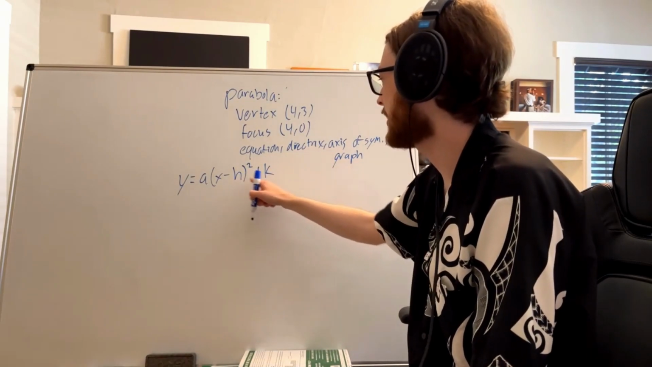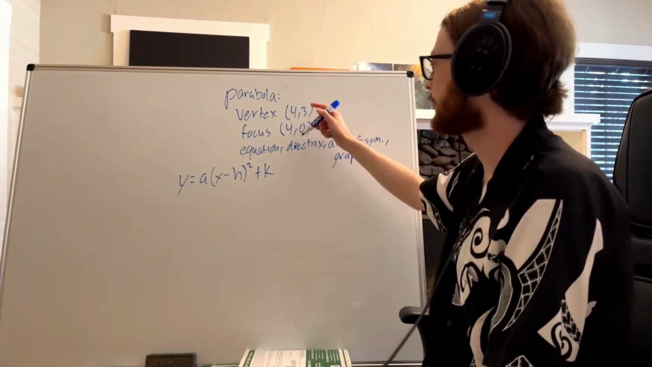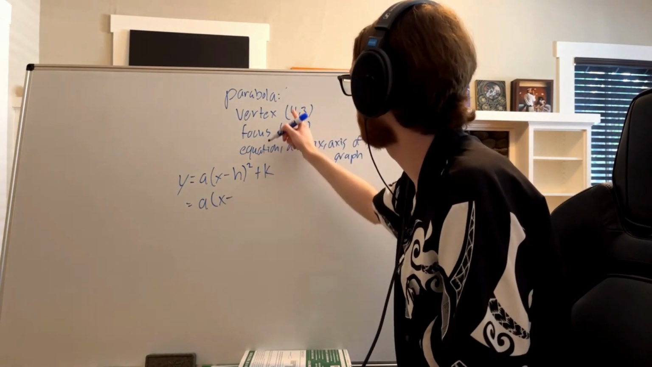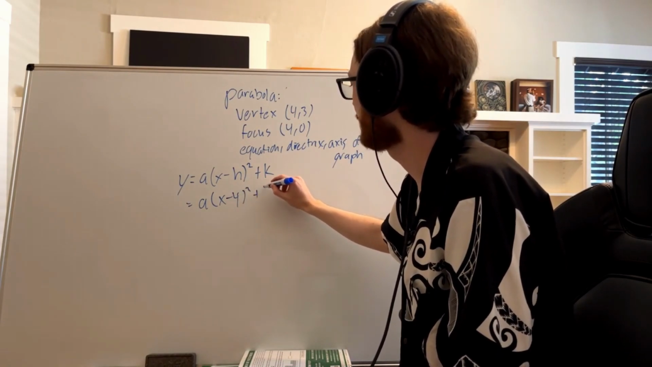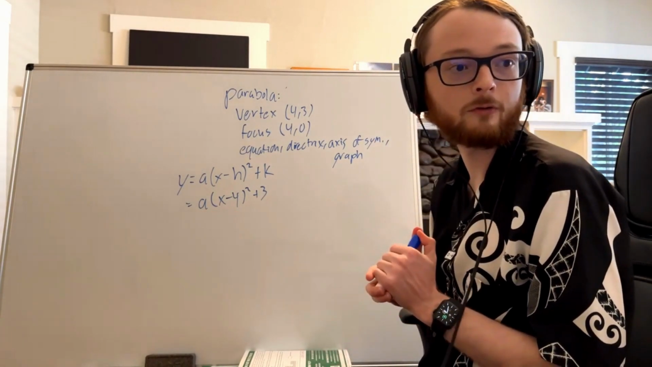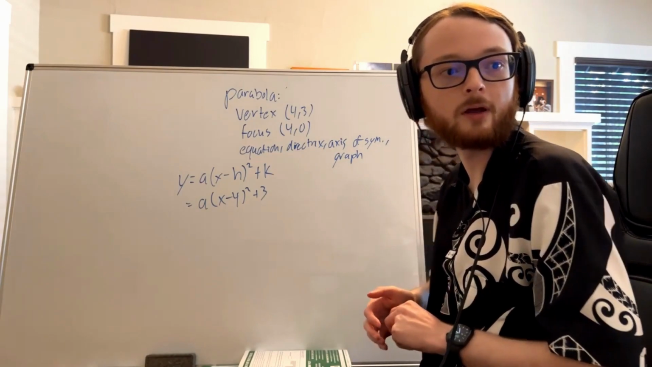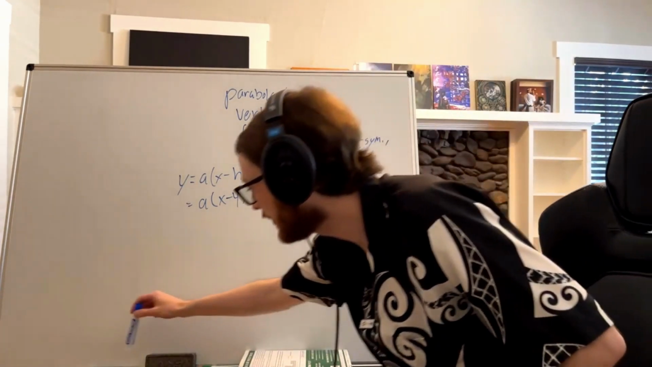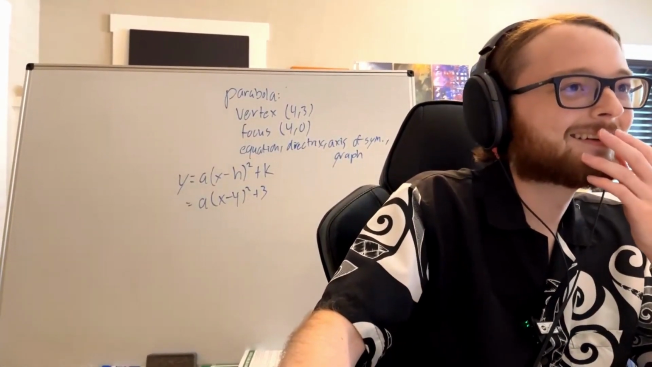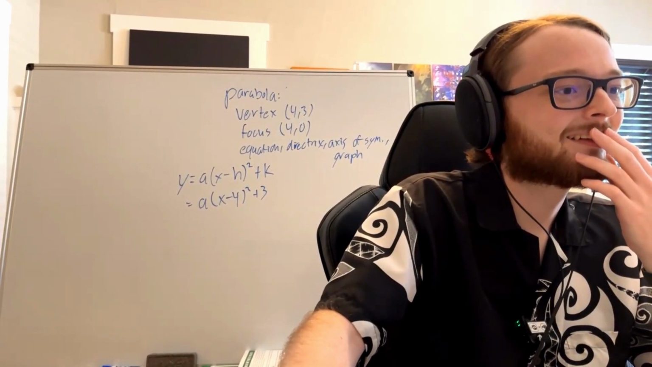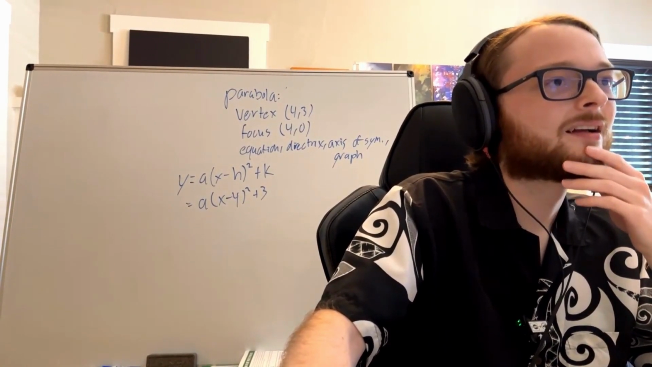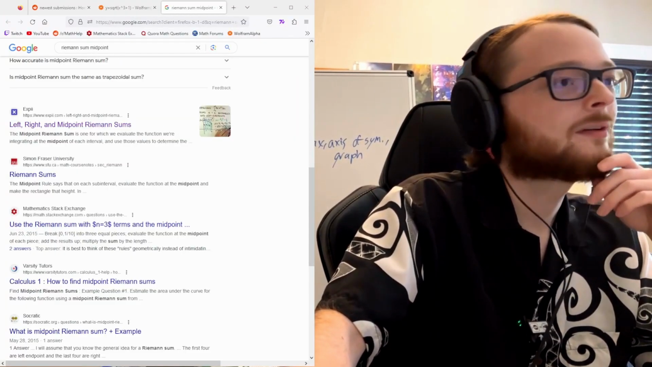The vertex is (h, k). So in this case, since our vertex is (4, 3), we can plug those in: (x minus 4) squared plus 3. And the issue is that we still have an a here that we don't know the value of. I'm actually going to need to Google this already, because we need to use the focus somehow to figure out what a is. But I need to remember what the relationship between the focus and a parabola is. Let me bring up my Firefox again.